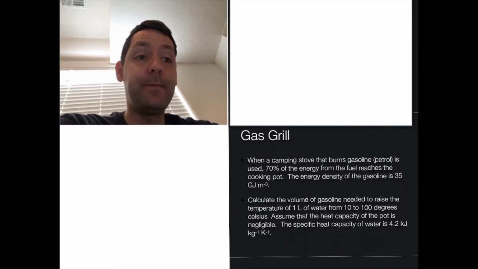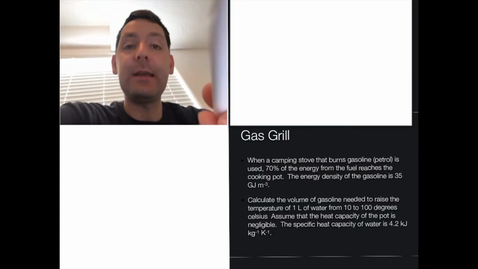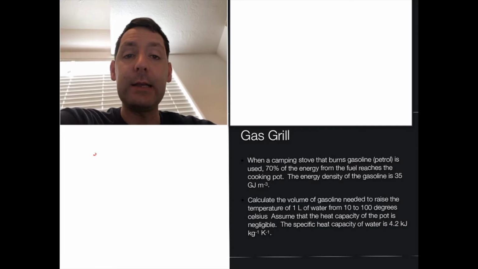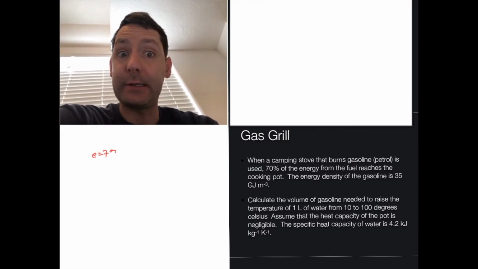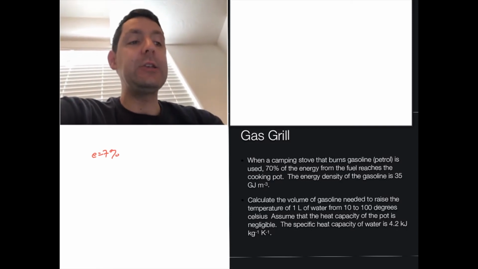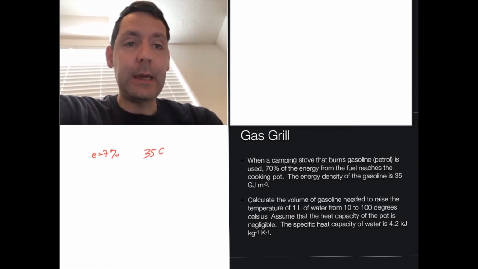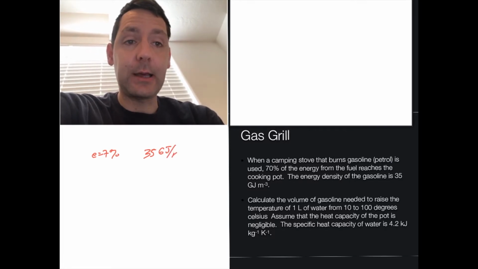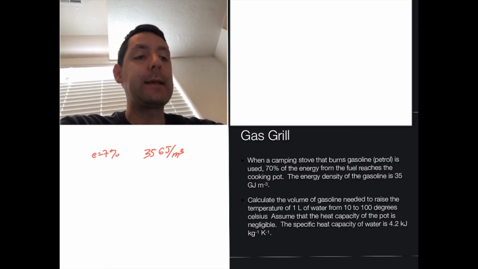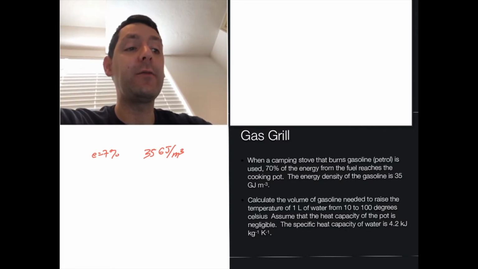A gas grill. When a camping stove that burns gasoline is used, 70% of the energy from the fuel reaches the cooking pot. Okay, so sounds like a 70% efficiency to me. The energy density of the gasoline is 35 gigajoules per meter cubed. Wow, that's a lot of energy. Calculate the volume of gasoline needed to raise the temperature of 1 liter of water.